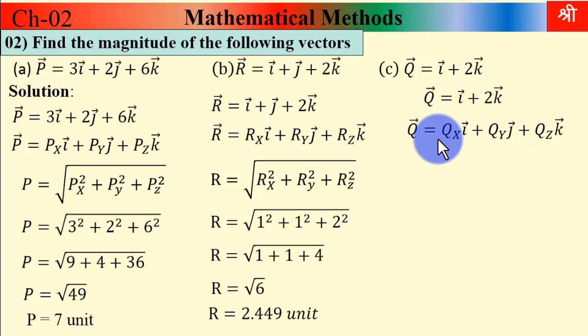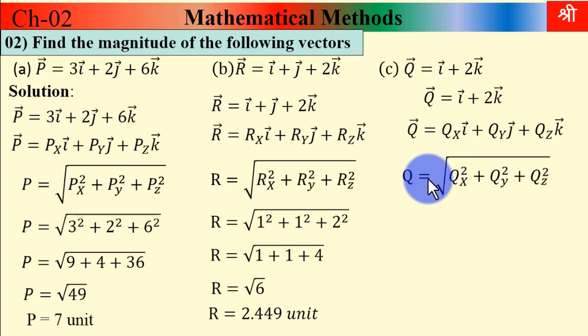So the standard equation is: vector q can be expressed in terms of rectangular components like this: qx i plus qy j plus qz k. If we compare these two equations, qx equal to 1. Now here there is no term of j, which means qy is 0, and qz is 2.